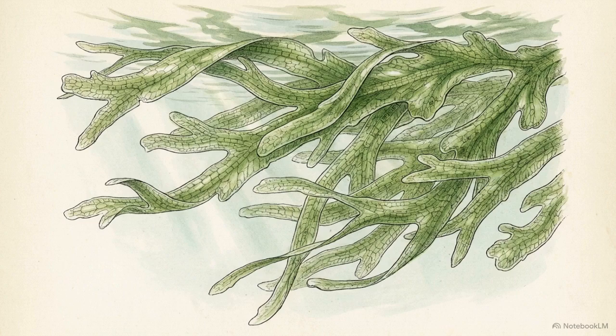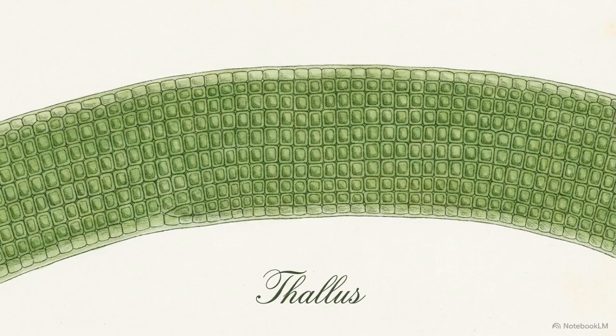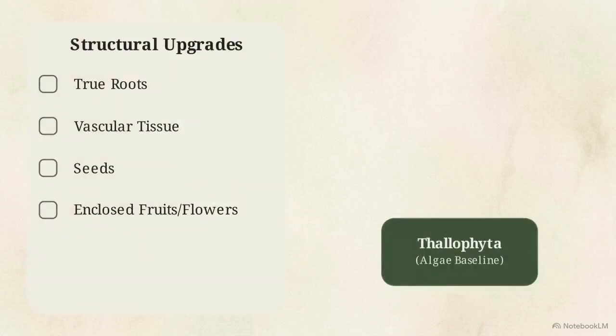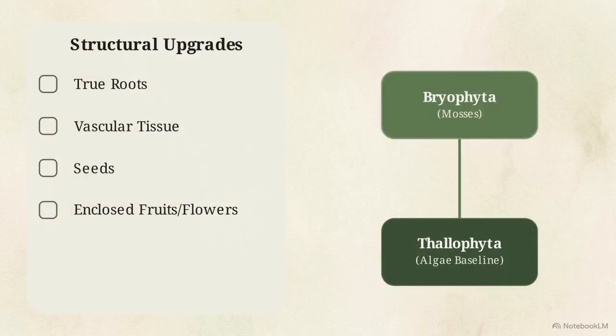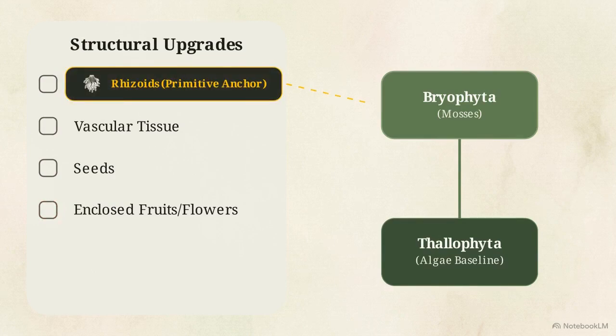Thallophytes live almost entirely underwater. They have no true roots, stems, or leaves. Their entire body is simply an undifferentiated mass of tissue called a thallus. As we step onto land, we reach the division Bryophyta, which includes mosses. The main structural checklist is still blank, but they develop primitive, thread-like anchors called rhizoids.